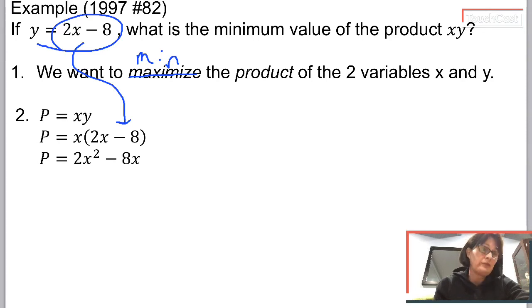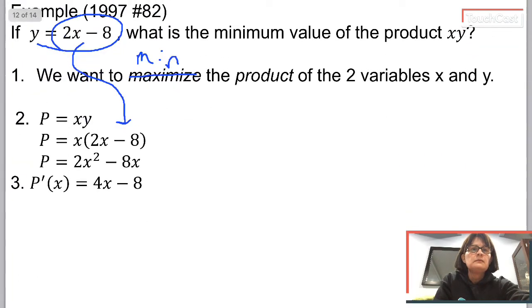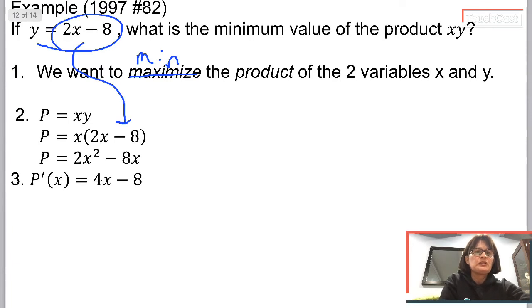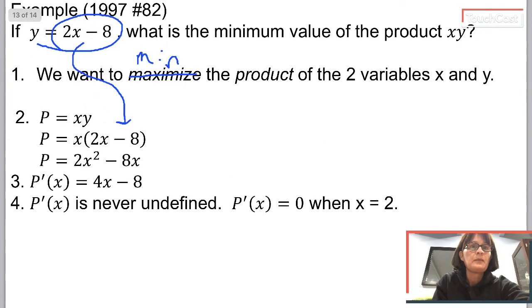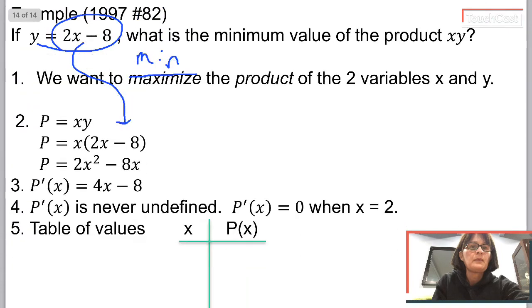I'm going to need a derivative for p. I picked the letter p to stand for product just to kind of help us remember, because that's the quantity we want to minimize. Okay, so my p prime, not too bad, 4x minus 8. My next step is going to be to find out where p prime is undefined. Never, right? Because p prime is just linear. And find out anywhere where p prime equals 0. That's going to happen when x equals 2. So now I'm ready to make my chart.